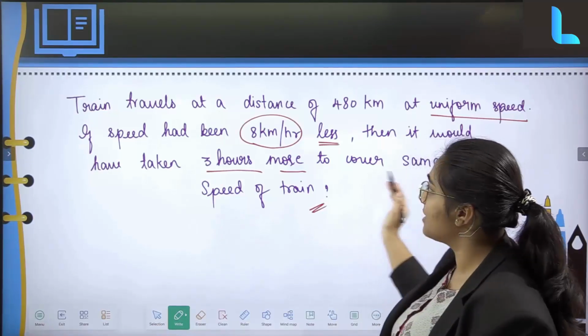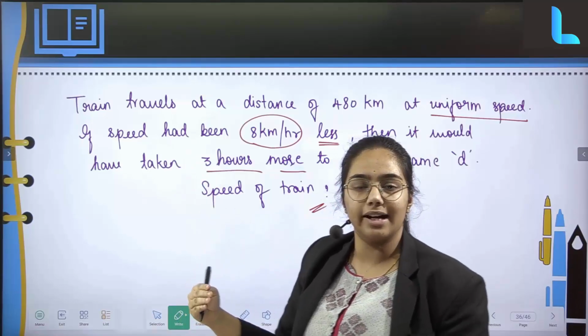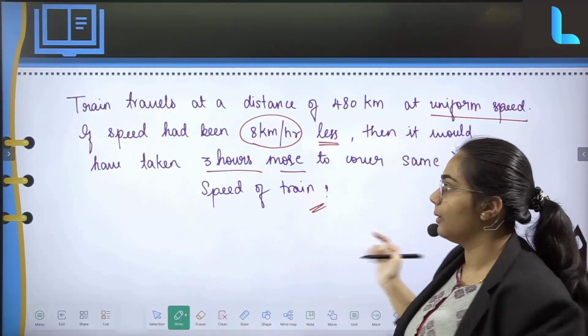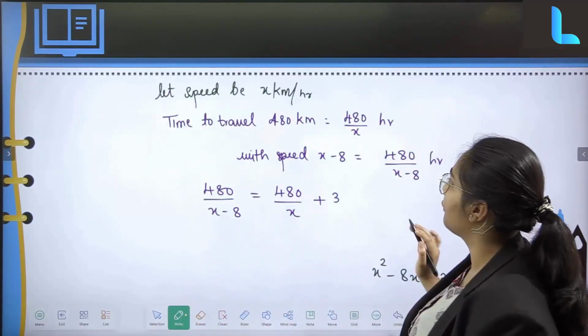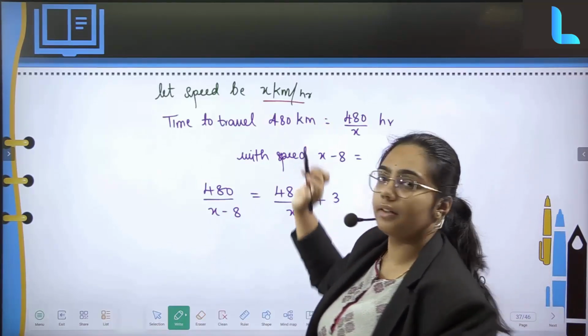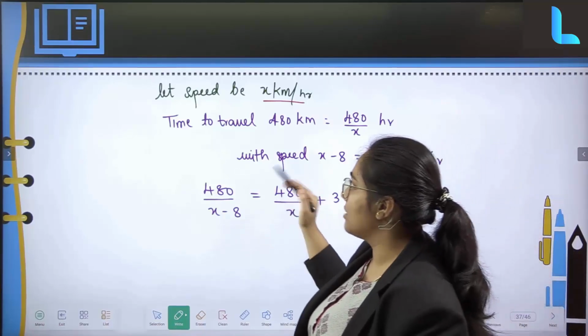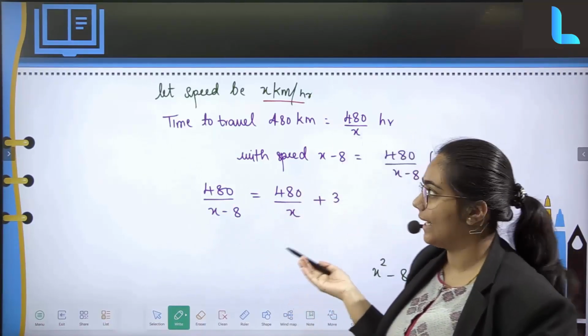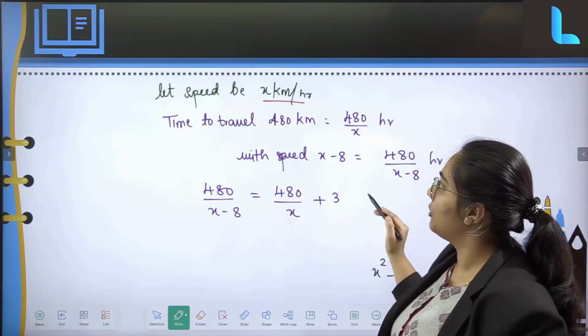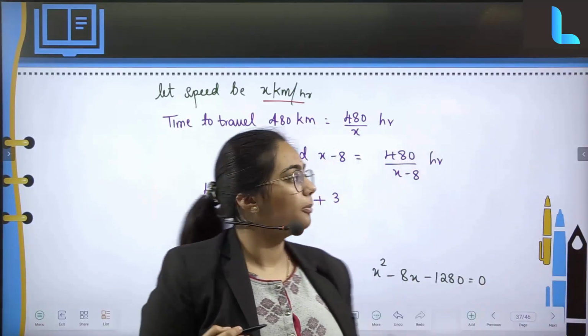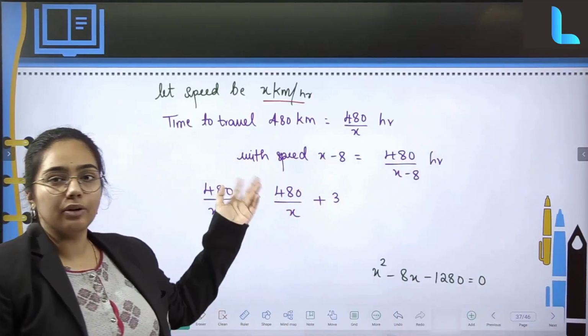To cover the same distance, if 8 km is reduced, 3 hours is going to increase. So first and foremost for this question, let's consider the speed is going to be equal to x kilometer per hour. Once you consider speed is going to be x kilometer per hour, time to travel is going to be 480 km divided by x. How did I get that?